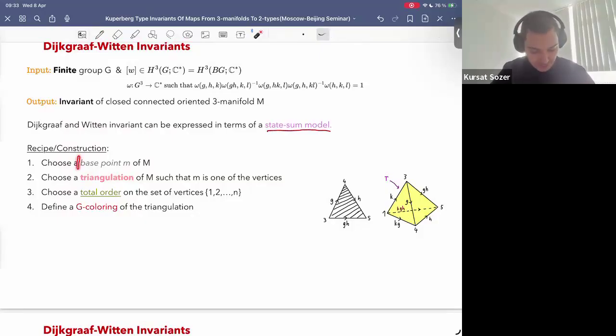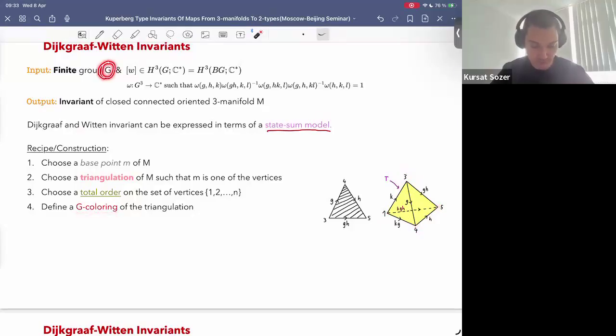We choose a base point in this connected closed oriented three-manifold M, and we choose a triangulation of M, since every such manifold is triangulable, such that the chosen base point is one of the vertices. Here we have the triangulation, tetrahedra and their faces. We choose a total order on the set of vertices, putting numbers, or elements of a totally ordered set, on the vertices. And we define a G-coloring.